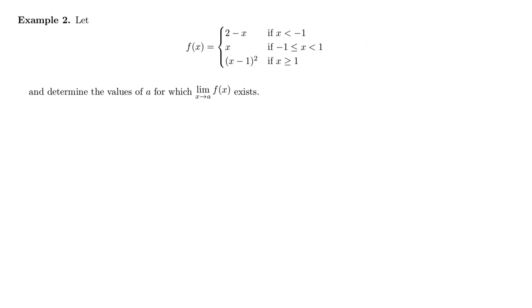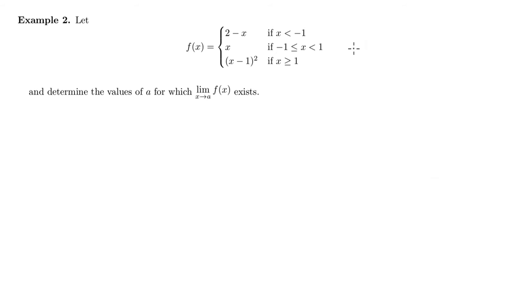Okay, so let's look at this function. It's piecewise defined, so it has different definitions for different parts of its domain, which is going to be all real numbers. And we want to determine the values of a for which the limit as x approaches a of f of x exists.